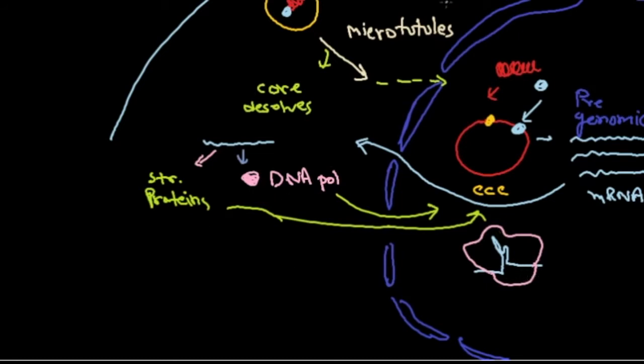Remind you, I told you that this polymerase has three major functions. This DNA polymerase, sorry. One function is the priming. The second function is the reverse transcription. And the third function is completing the dsDNA synthesis.